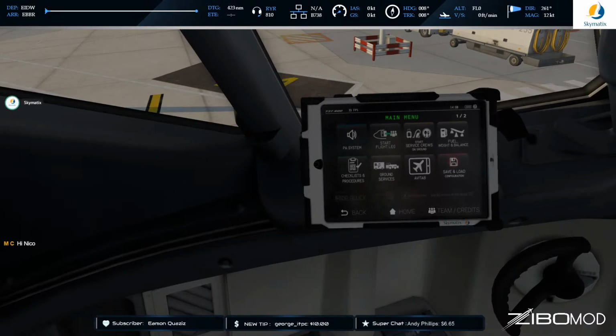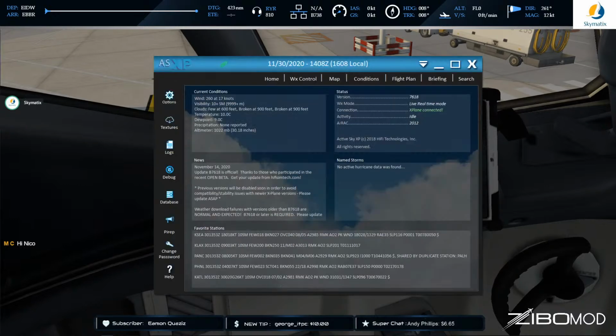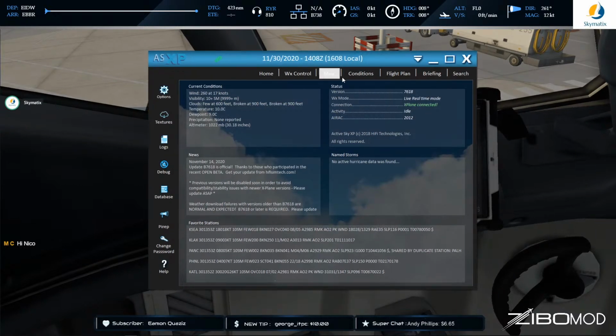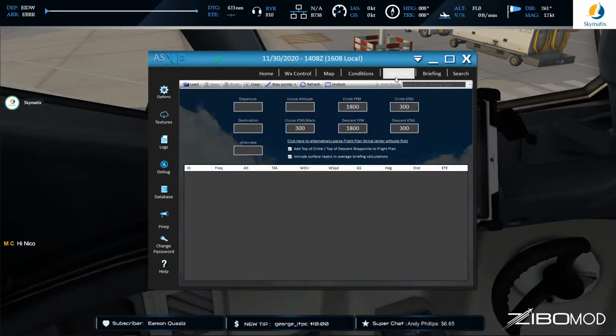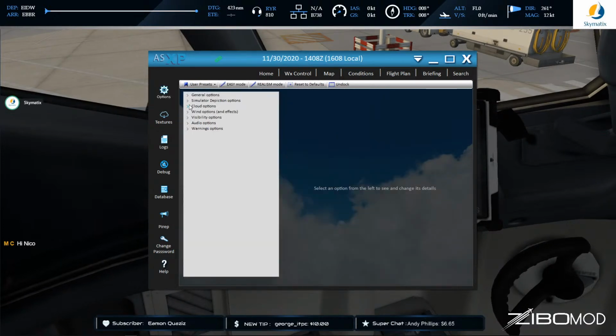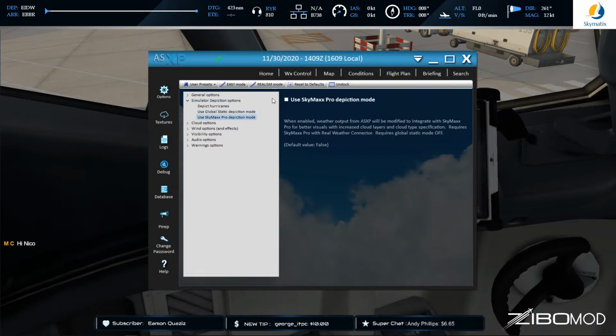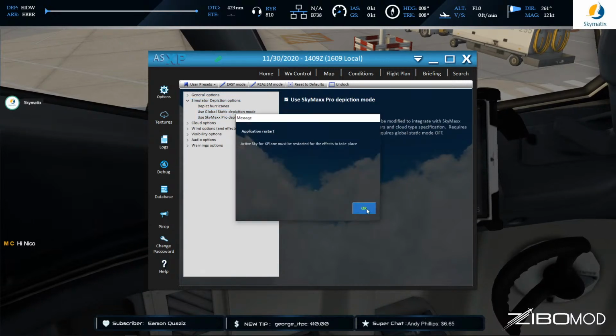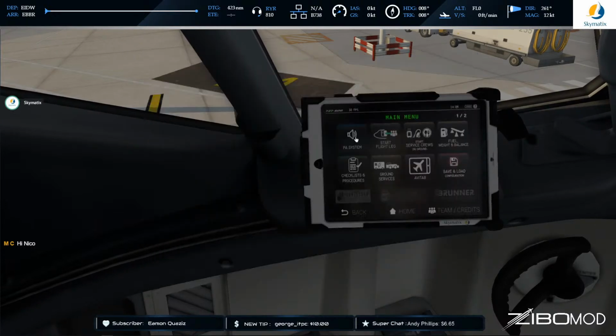While we are taking it slow and just doing our thing, let me show you everything I do. So in Active Sky, oh yes, one thing we did forget, depiction options. We need to use Sky Max Pro. So it's going to restart Active Sky for us. Hello, MC.